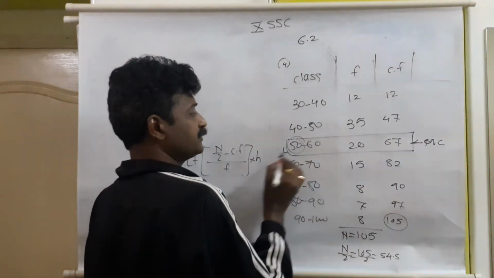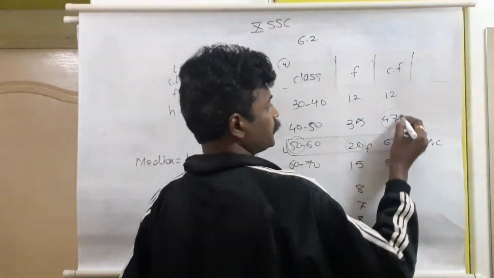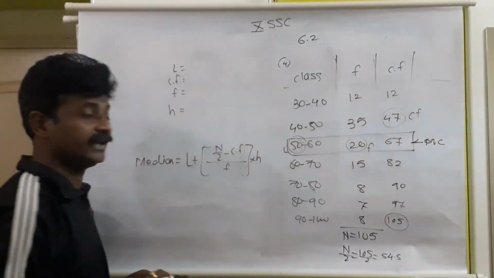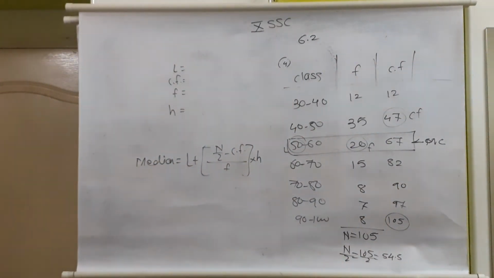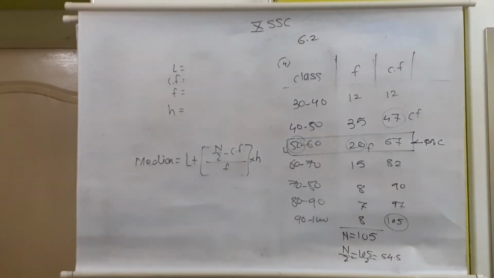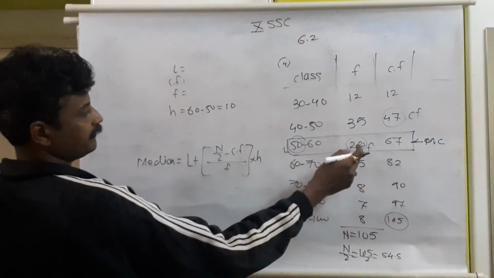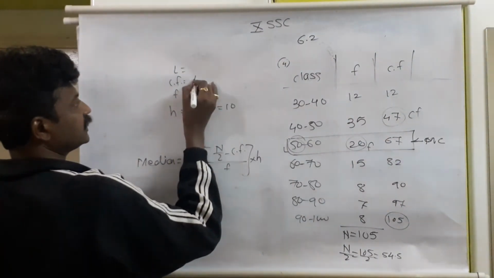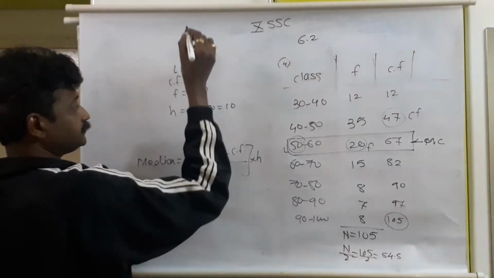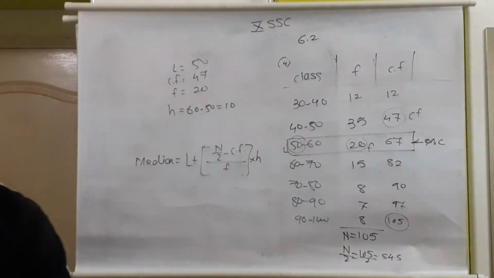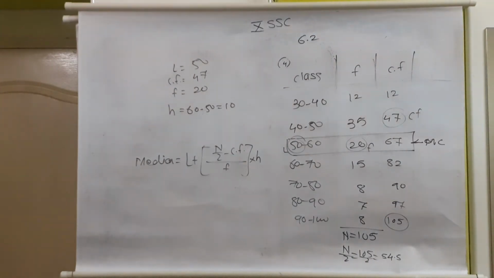So the value of L is 50, the value of F is 20, the value of CF is 47, and H is the difference between upper and lower limit when the classes are continuous. So 50 to 60 is the class, and the value of H will be 60 minus 50, that is 10. F is 20, CF is 47, capital L is 50. You have to substitute the values in the median formula and get the median production of bulbs by these companies. So this will be your homework question for today.